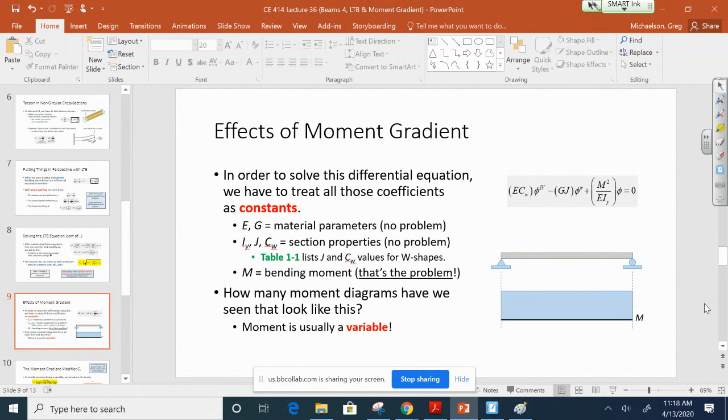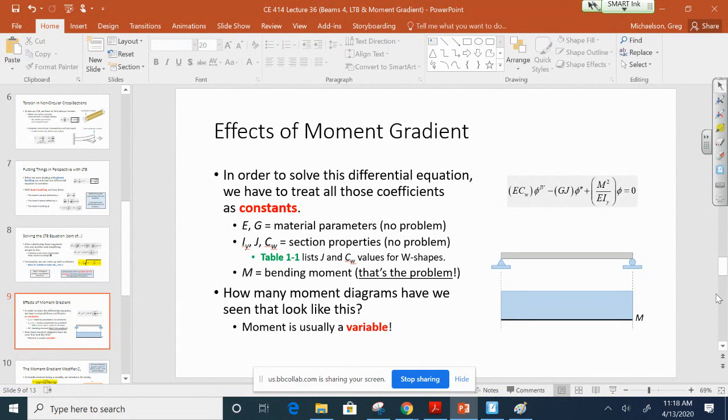That's very, very uncommon. Moment is usually a variable. And unfortunately, what happens is the differential equation becomes so complicated that it becomes really impossible to solve unless you treat moment as a constant. So how do we rectify this? How do we come up with a solution that we as engineers can use that will resolve this issue, the fact that we treated moment like a constant, but it's really a variable?